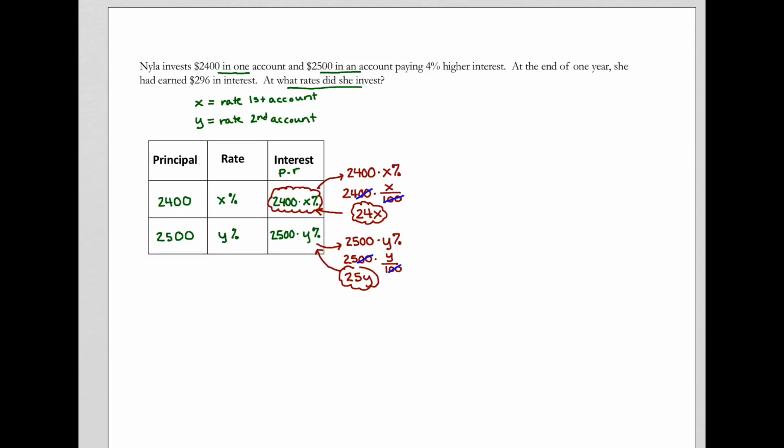I'm going to clean out this area here, and I'll clean out this area here. Whoops. And instead, I'm going to write for that first interest, 24X. And for the second interest, 25Y. Beautiful.